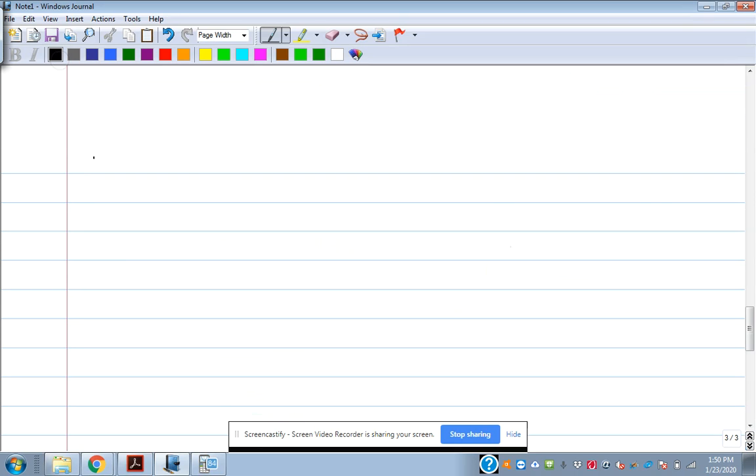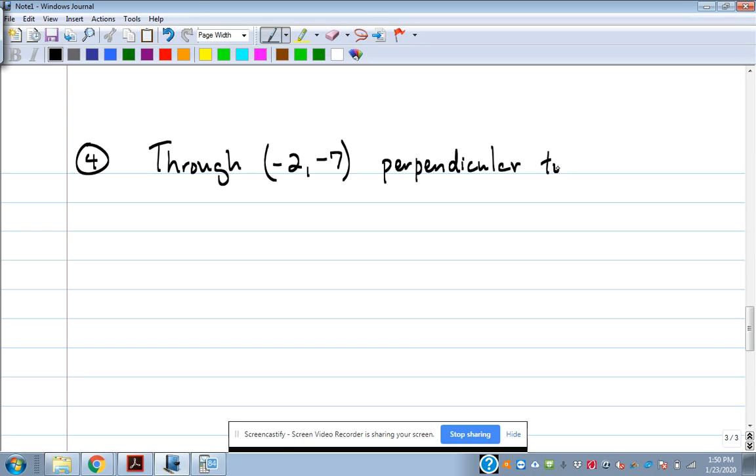Let's do a perpendicular one. That's always a fun thing to do. Say it goes through -2, -7, perpendicular to y equals -3/4 x minus 2.